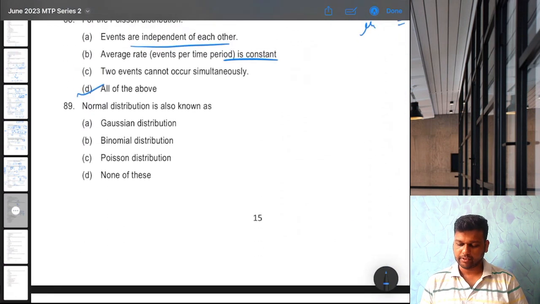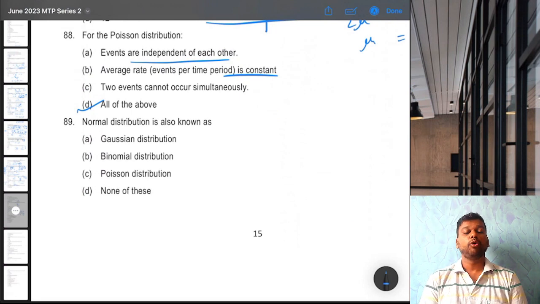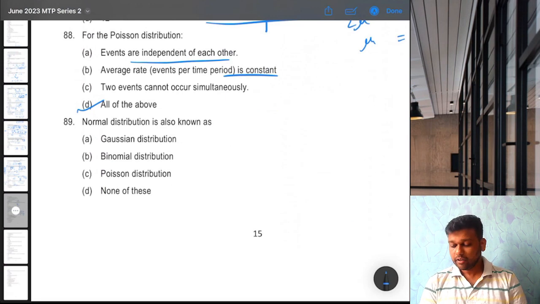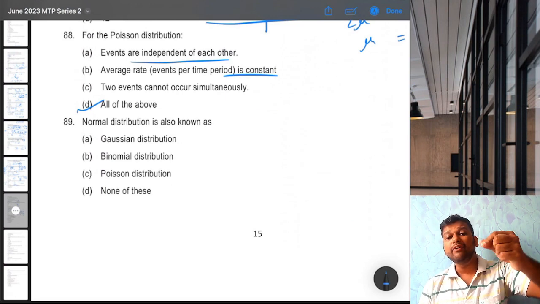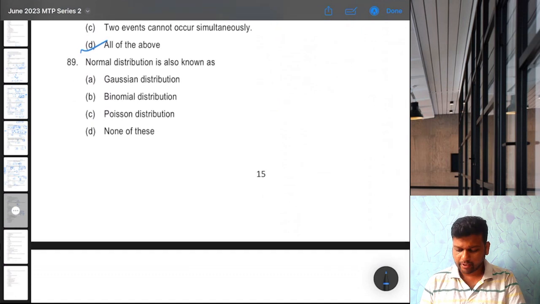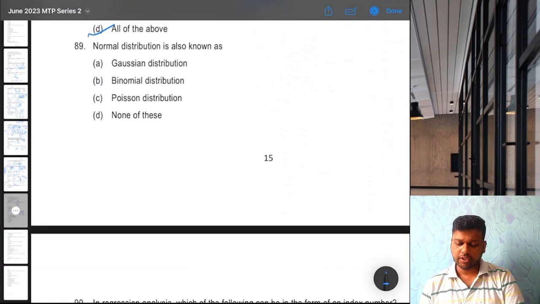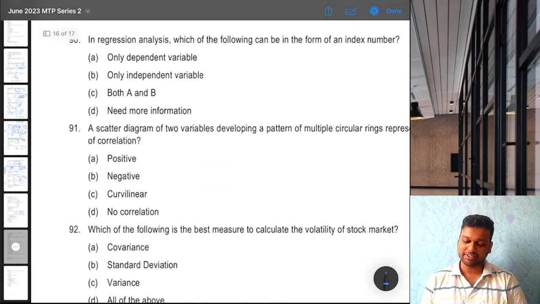Two events cannot occur simultaneously, I mean, we don't term it like that, but Poisson distribution says that in a specific very small time frame, only one event can occur. Okay, and that also with a very low probability. So fine, all of the above would be correct. Normal distribution is also known as Gaussian distribution. So that is, I mean, a time pass question.